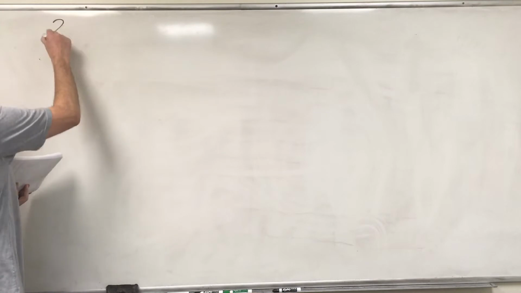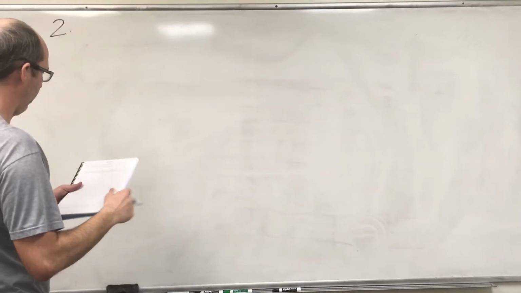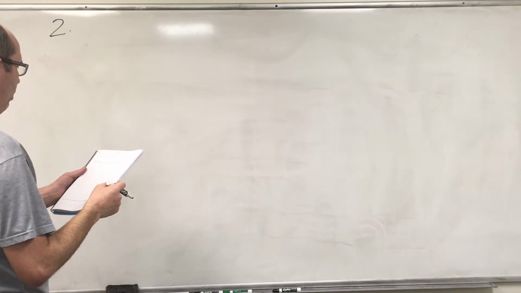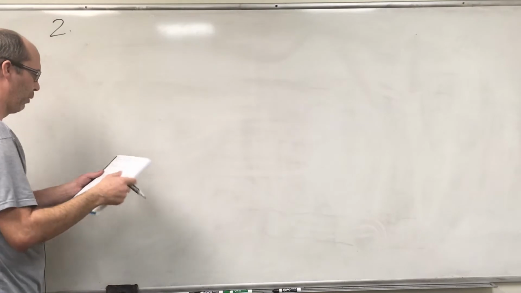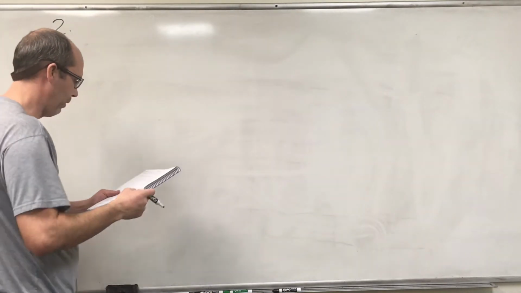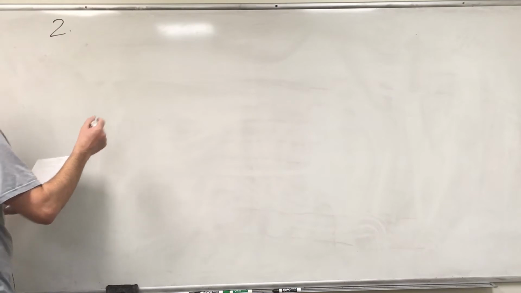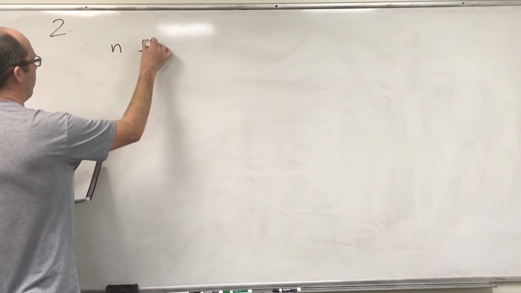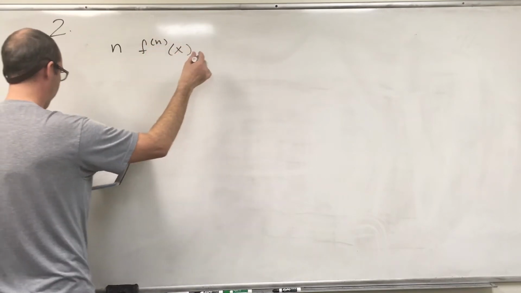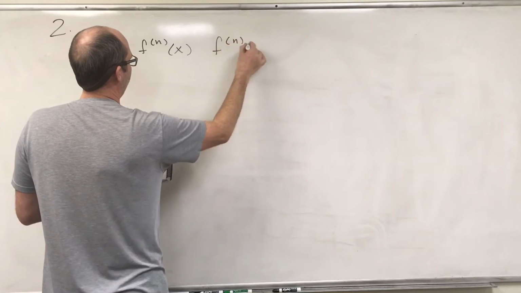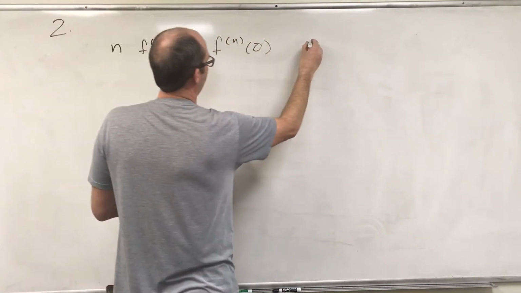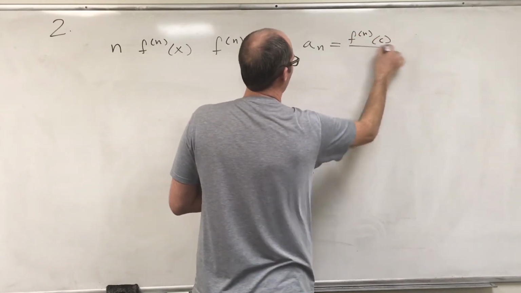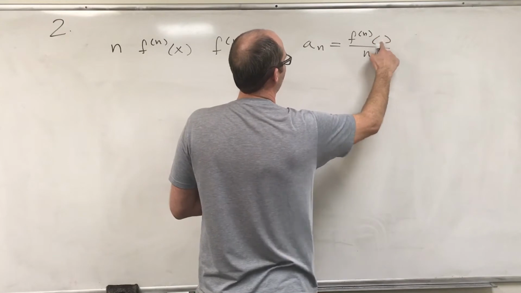Okay, so part 2. Part 2 on the worksheet here. This is worksheet 3, page 117. So we're going to find the values of a0 through a15. What we want to do is create another one of these tables. So we'll do a column for n, fn of x, fn of 0, and then an. Remember, an is fn of c over n factorial. In this case, c is 0, so I'm going to put a 0 in there.